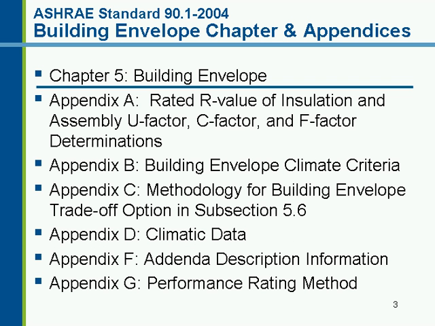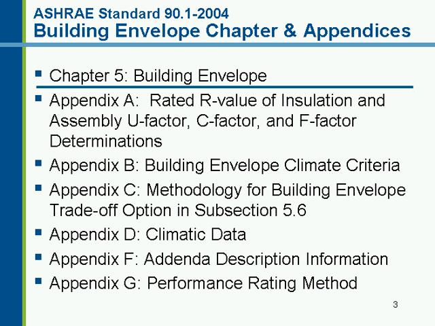The building envelope criteria are primarily within Chapter 5, and we'll spend the bulk of our time talking about Chapter 5. But I also wanted to mention that there are a number of appendices that have some connection to the building envelope, and let me go over those quickly for you. First of all is Appendix A.